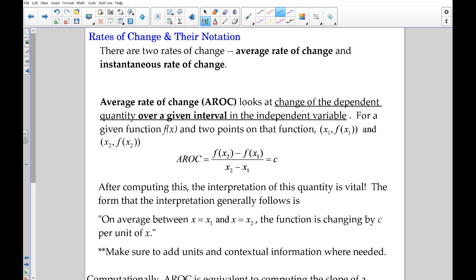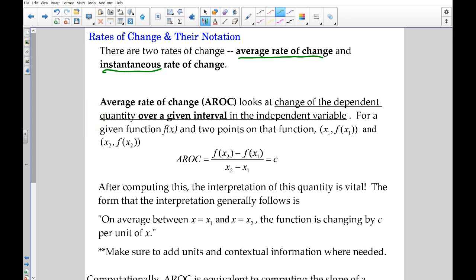This video is going to look at rates of change and the notation associated to rates of change. So when we're studying rates of change, two rates of change come to mind: average rate of change and instantaneous rate of change. Conceptually they are very different, but mathematically they are closely related. And so we're going to talk about the mathematics associated to these as well.